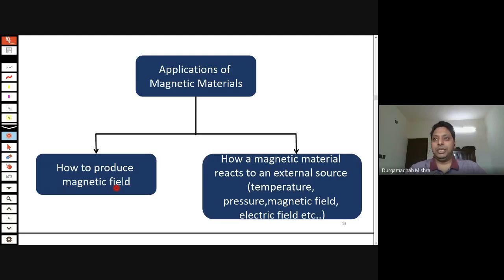So the external thing is how a material responds to temperature, how it responds to pressure, or even how it responds to a magnetic field or electric field. What changes happen to a magnetic material? In that way, you can use it for many more applications, right? So this is a broad division.